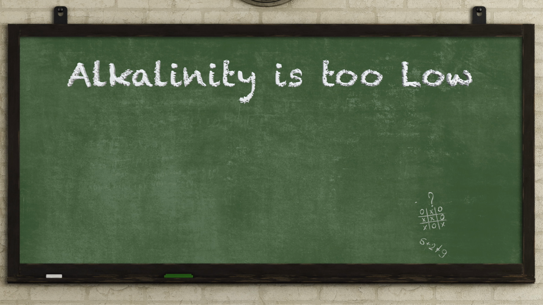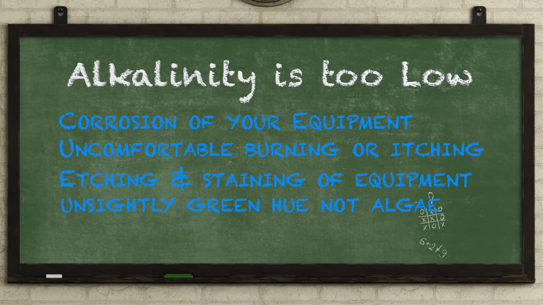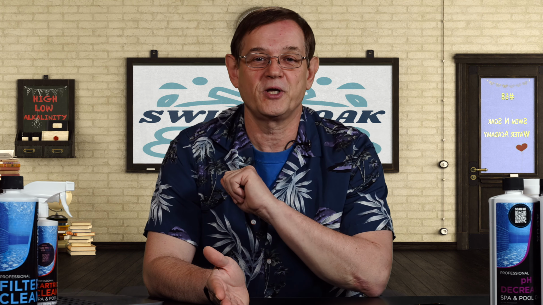Max, slide please. Some of the problems you'll have when your alkalinity falls below 80 parts per million include, but are not limited to, corrosion of your equipment, which is not covered by warranty, an uncomfortable burning or itching of your eyes and skin, etching and staining of the surface of your equipment. Your water can take on an unsightly green hue, which you may confuse for algae growth, and of course dramatic pH fluctuations, which is what you want to avoid and is why you're on your way to becoming an A+ student.